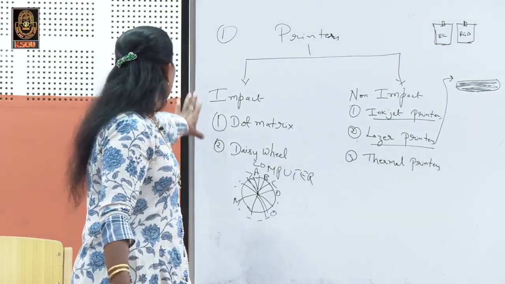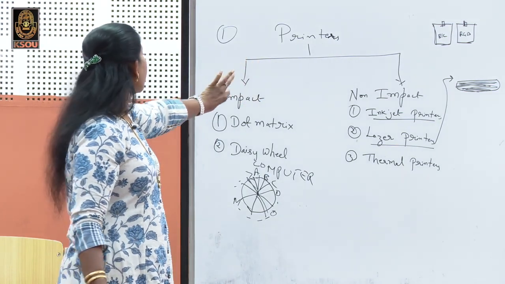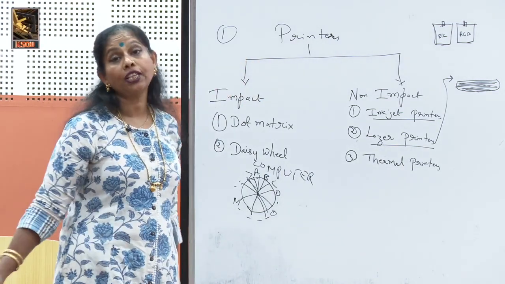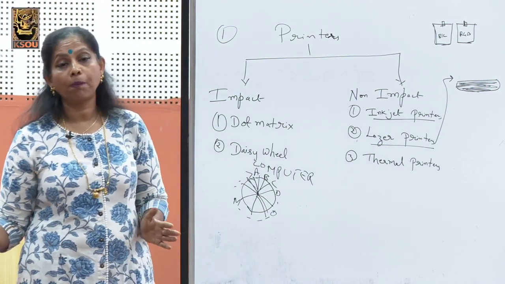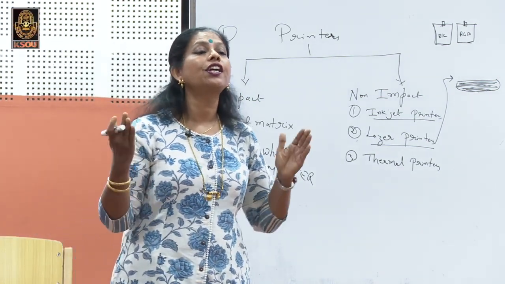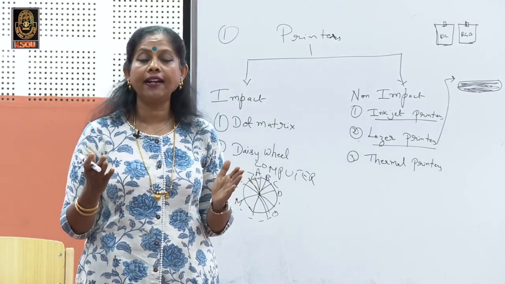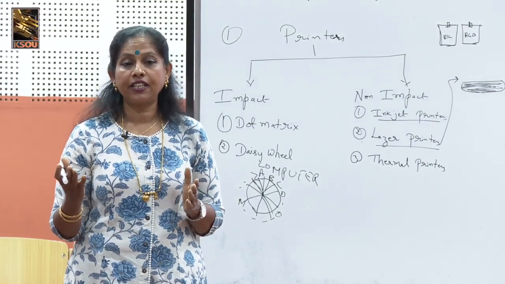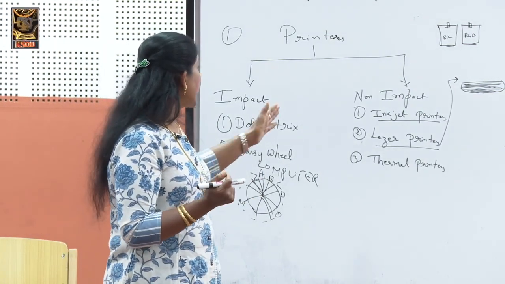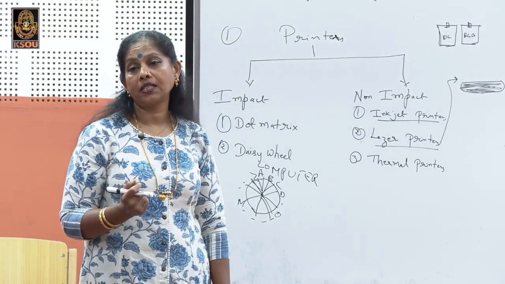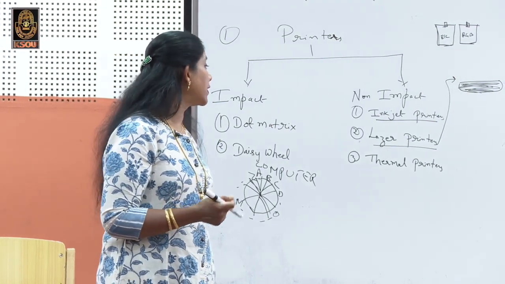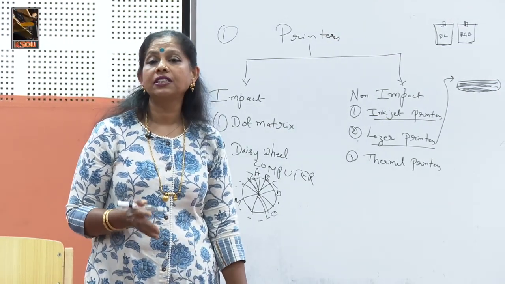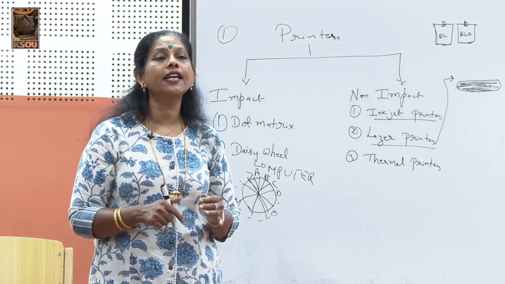So the printers are classified into two types, impact and non-impact. In impact technology, you have dot matrix and NASB. Okay. So next is non-impact printers. Non-impact printers, how many types do you have? Three types. Which are they?